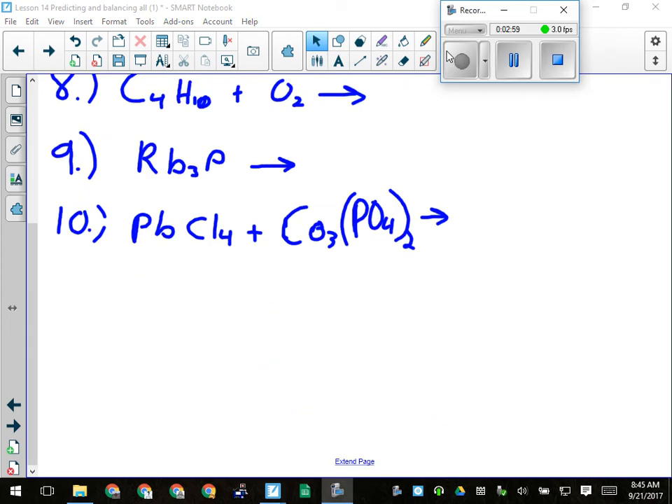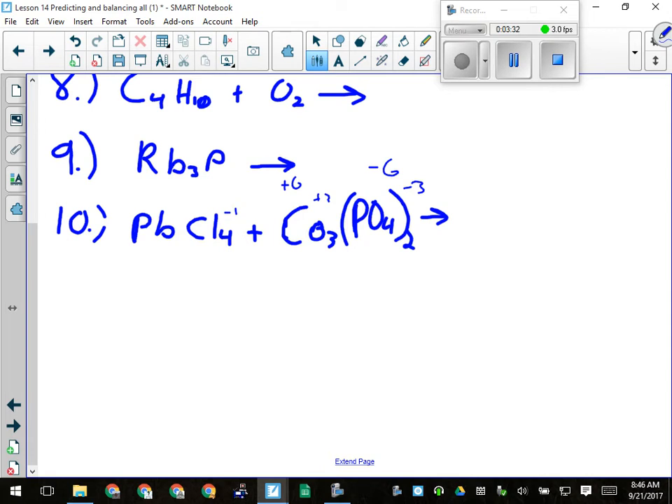Let's have a look at number 10, because we didn't get that one done yesterday. So we got lead 4 chloride. I know that this lead has a 4+ charge just because chlorine has a -1 charge, so there has to be lead 4. And then I've got cobalt 2 phosphate. I'm assuming it's cobalt 2, but I'm going to double check. Phosphate is a -3, so I have a total of 6 negative charges, so I need 6 positive. So yes, this is cobalt 2, when I'm doing my reaction here.